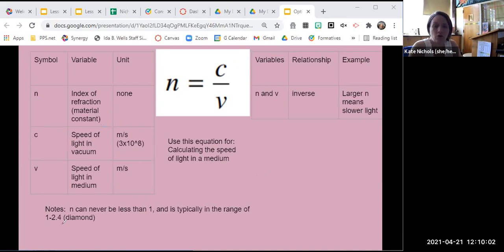And so the typical range on typical naturally occurring elements is from 1, which is air. Air is just slightly more than 1. It's almost a vacuum, but not quite, but we assume it's the same as a vacuum. Up to 2.4, which is diamond. And so speed of light in diamond would be the slowest naturally occurring substance that it can move in.